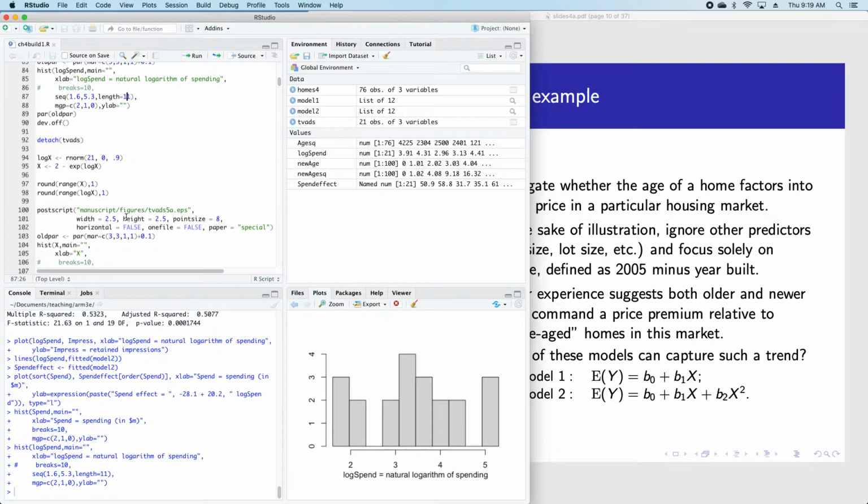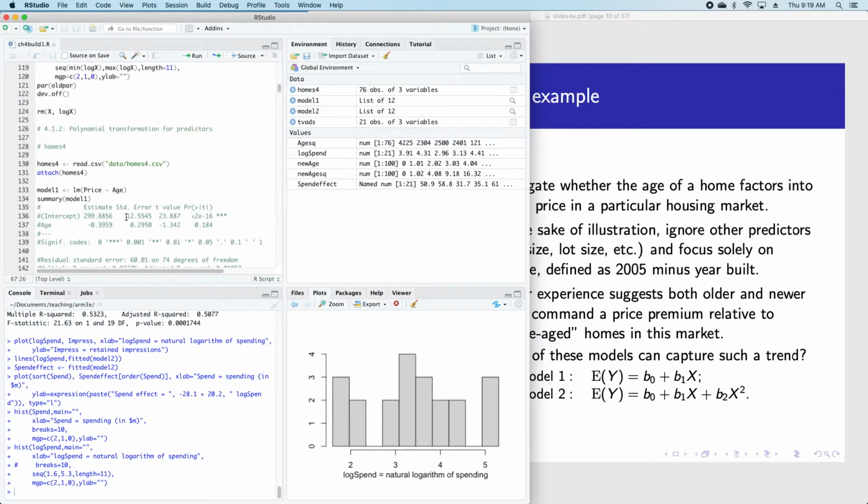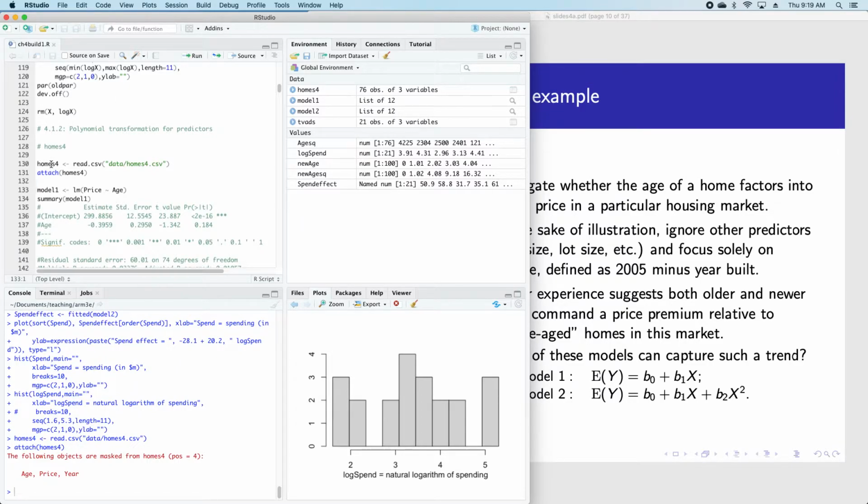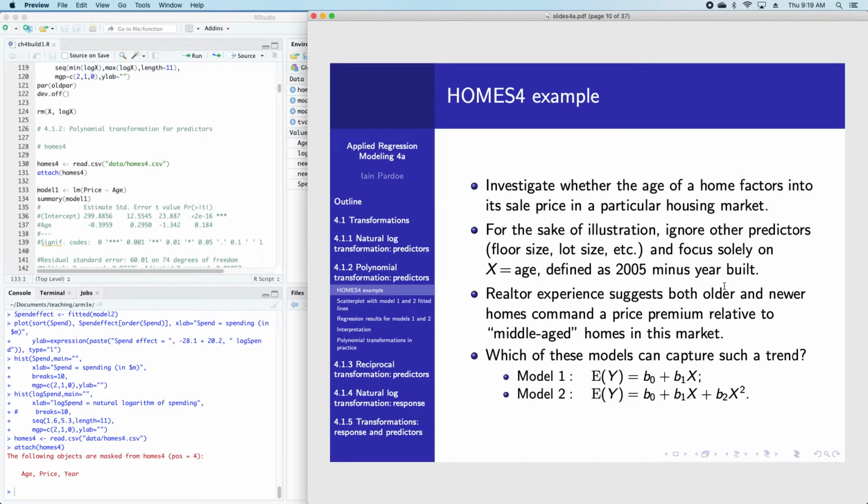So let's look at a polynomial example. For this, I'm going to switch to R again, and this is the house data. In this case we're looking at the year that the house was built, and it turns out that in this market older houses and newer houses tend to command a price premium relative to the other houses. So we know going in that we're probably not going to have a linear relationship between price and age. We're going to have some kind of curved relationship. So how can we capture a trend like this?